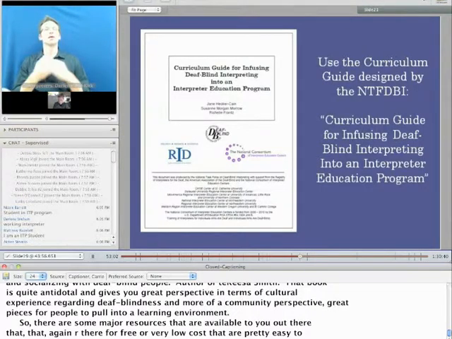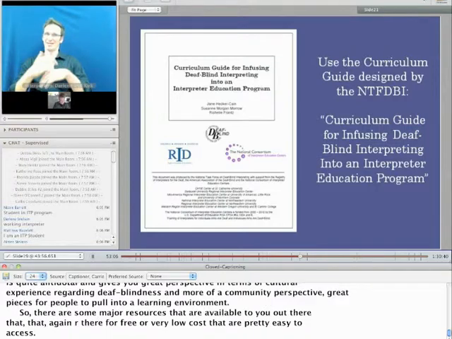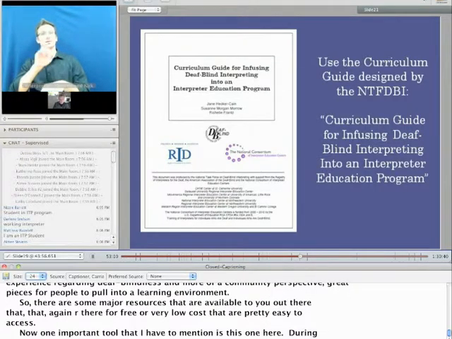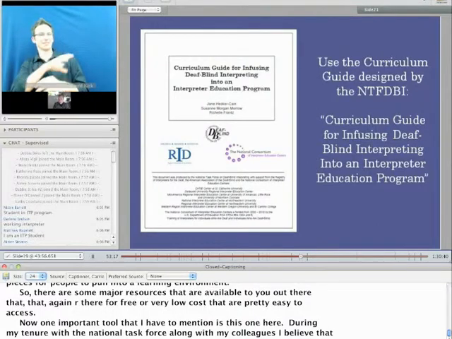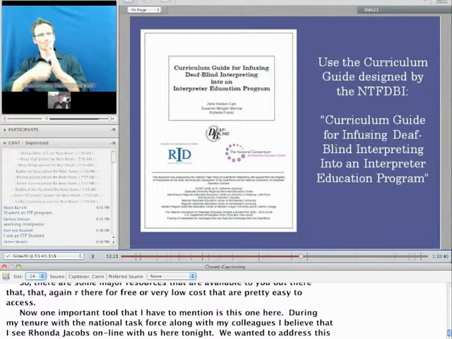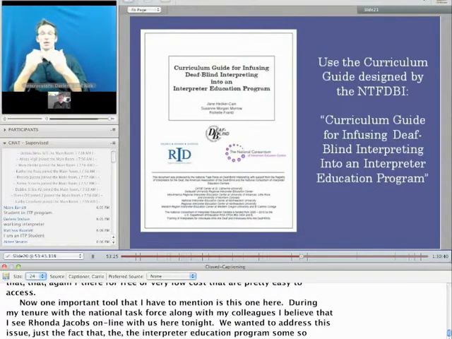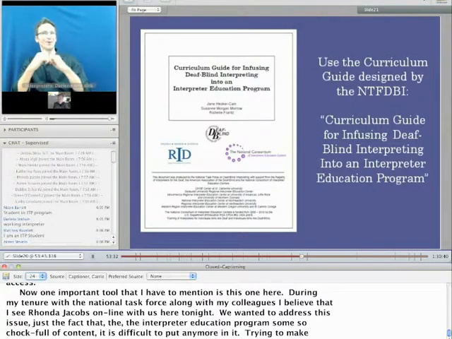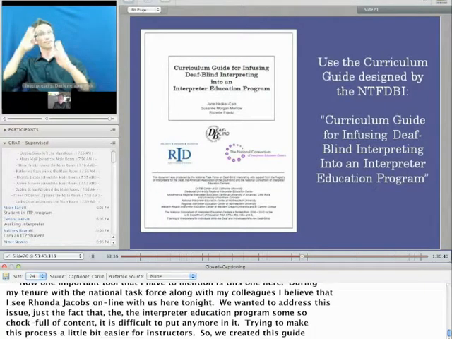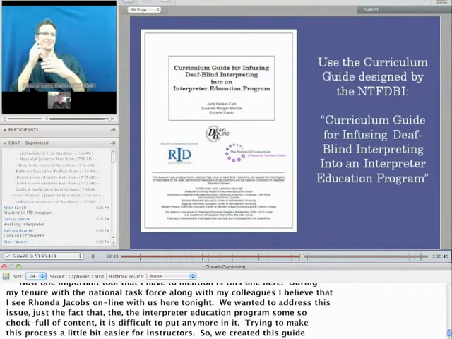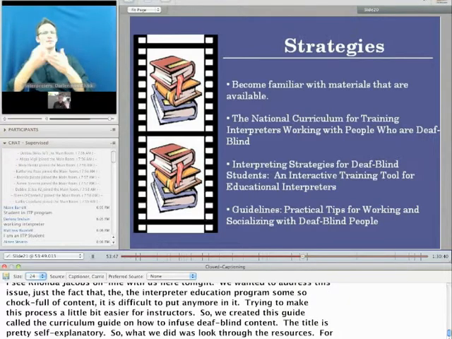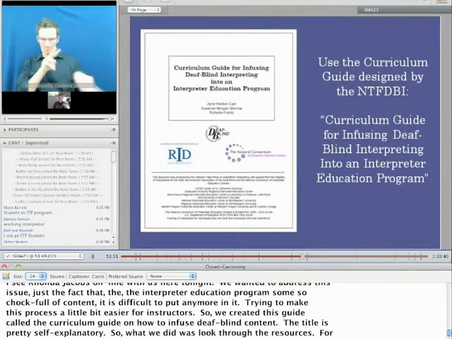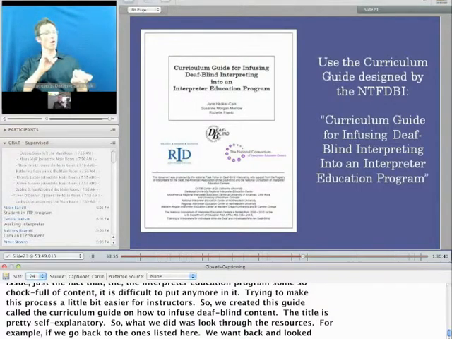Now, one important tool that I have to mention is this one here. During my tenure with the National Task Force, along with some of my colleagues, and I believe I see Rhonda Jacobs here online with us tonight, we wanted to address the fact that the interpreter education program is so chock full of content that it's difficult to put any more in it, and try to make this process a little easier for instructors. So we created this guide and called the Curriculum Guide on How to Infuse Deafblind Content. The title's pretty self-explanatory. So what we did was we looked through these resources. So for example, if we go back to the ones that are listed here, we went back and looked through them and said, okay, well, here's a place where you can embed a deafblind scenario.